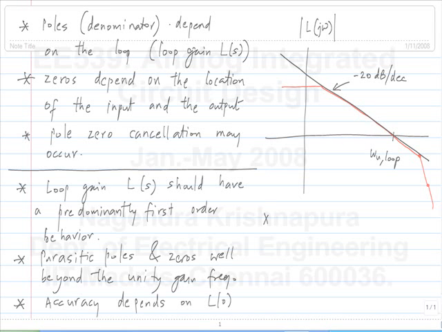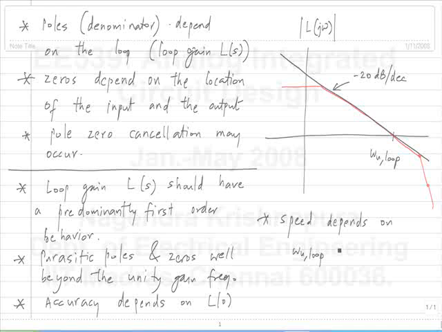And speed depends on omega u loop. That is, if the output is not at the steady state value, the amount of time it takes increases if omega u loop decreases. Okay. To make the circuit respond faster to disturbances, you have to increase the value of omega u loop. Okay. So that's a summary of negative feedback systems. Any questions?